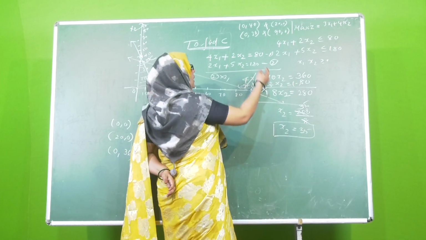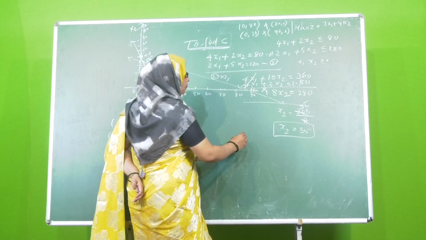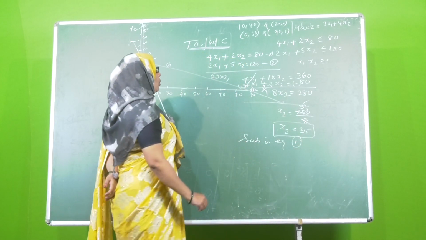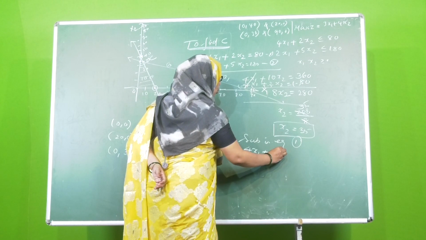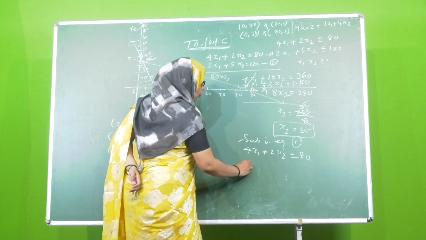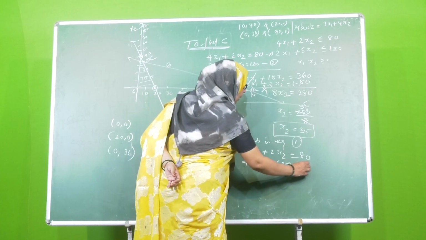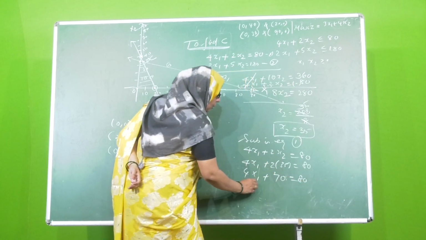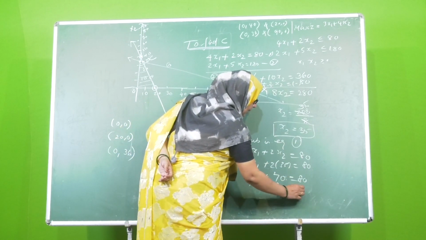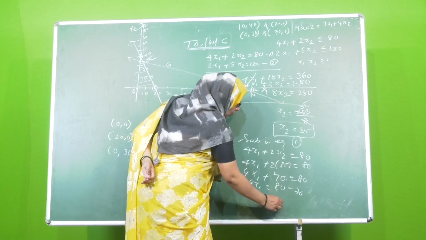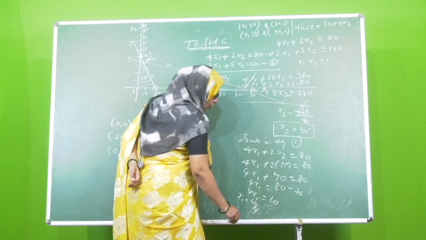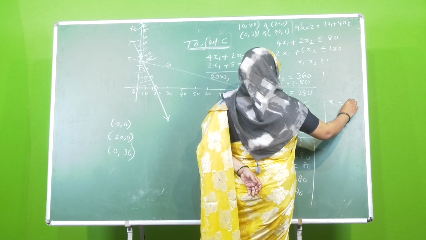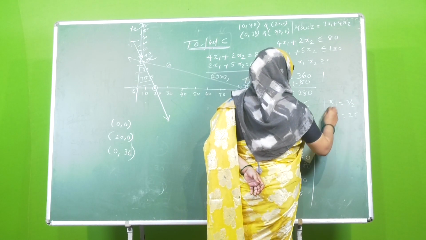So now we substitute in either equation 1 or equation 2. Substitute in equation 1. What is equation 1? 4x1 plus 2x2 is equal to 80. So 4x1 plus 2 into 35 equal to 80. So 4x1 plus 70 is equal to 80. So 4x1 is equal to 80 minus 70, so 4x1 is equal to 10. x1 is equal to 10 by 4, so x1 is equal to 5 by 2, that is x1 is equal to 2.5.